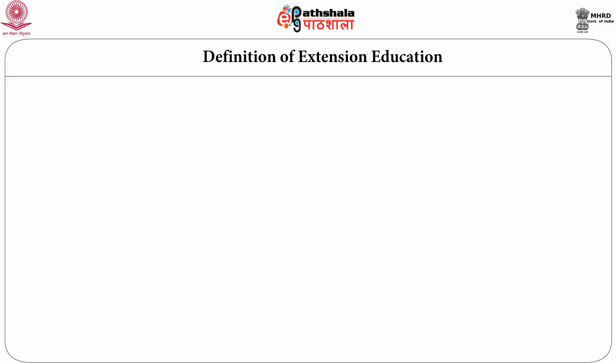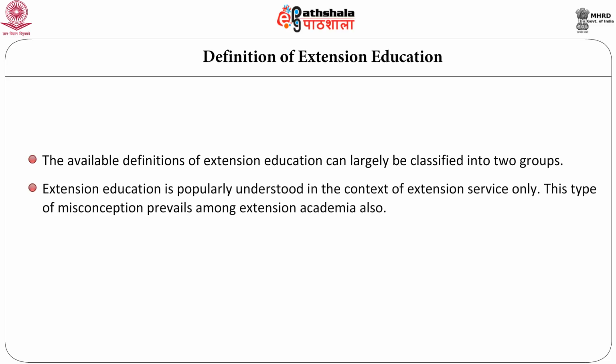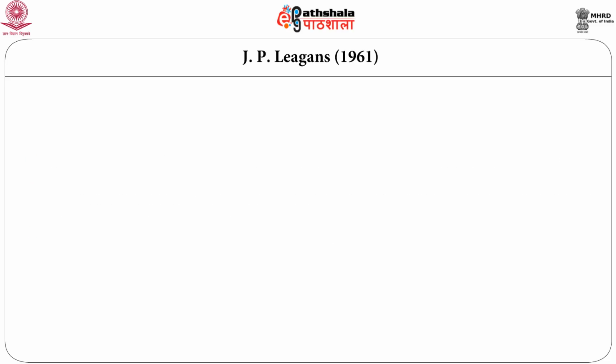After understanding the concept of extension and its levels, now let us move on to the definitions of extension education. The definitions available can be largely grouped into three different categories. The first category deals with the extension service aspect. The second group deals with the extension education aspects, and the third group deals with the combination of service as well as the educational aspects of extension. I will be giving one example from each category.